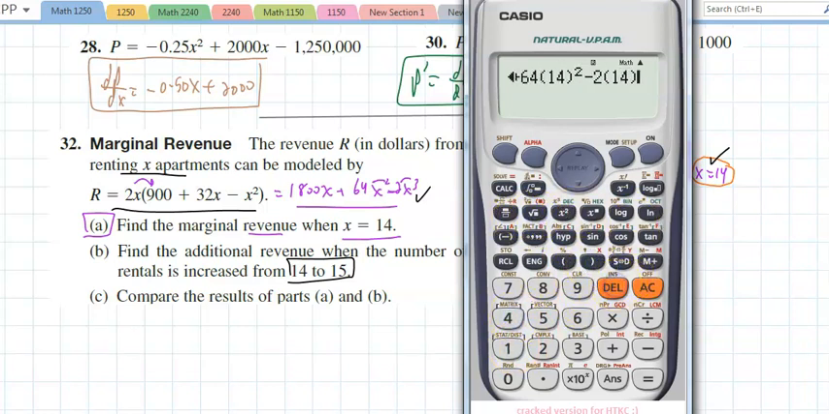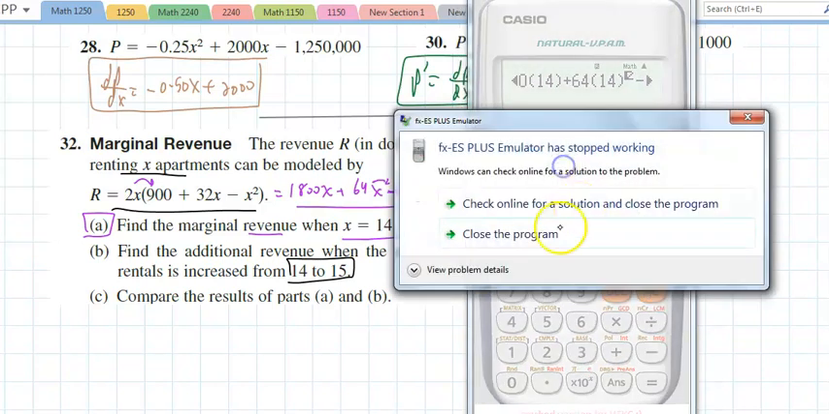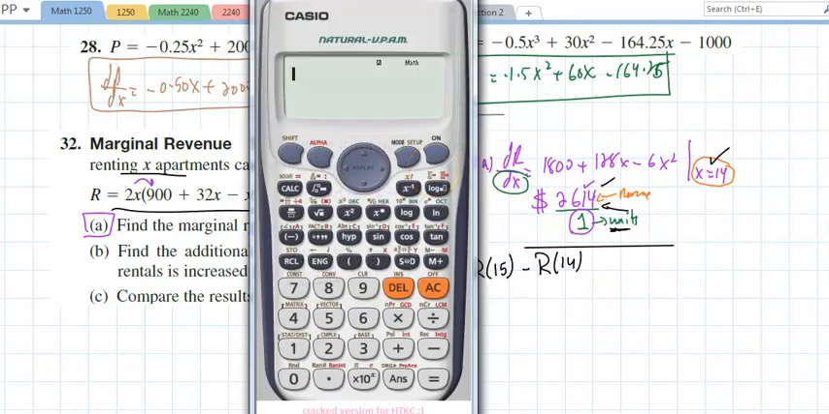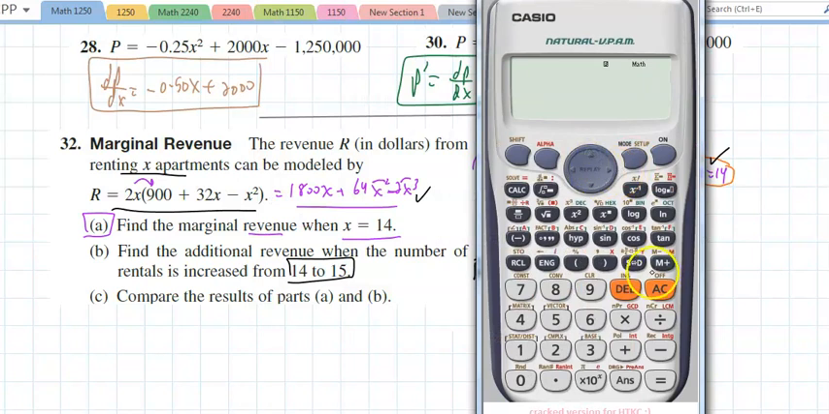oops, wrong key, cubed. Okay, something didn't go right at all. Let me see what that is. Oh, crap. Let's do it again. Let me see, can I recall it? Nope, it didn't register. Okay, let's use this. So I have 1800 times 15 plus 64 times 15 squared minus 2 times 15 cubed.